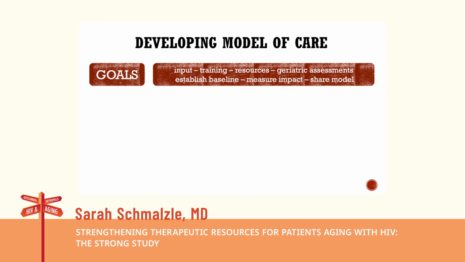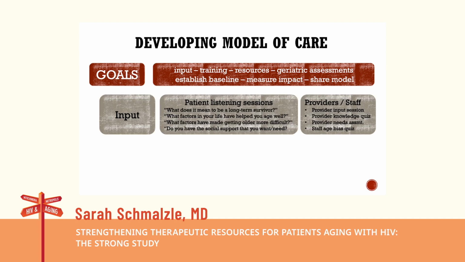The first year of this project was devoted to developing a plan and the model. Our early goals were to obtain patient and community input, train existing staff in geriatric principles, and identify available resources that could benefit people aging with HIV. And then take what we had learned from all of this to introduce the geriatric assessments, establish baseline data, and eventually share our model with others.